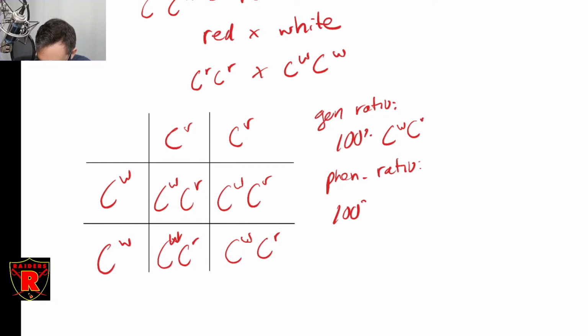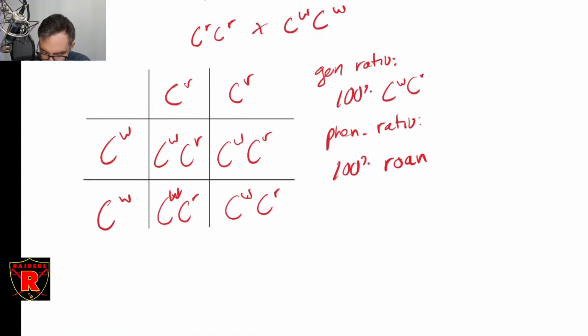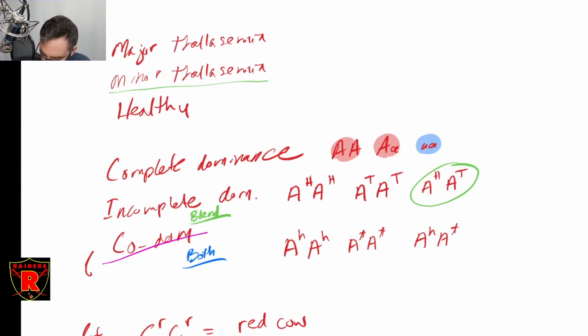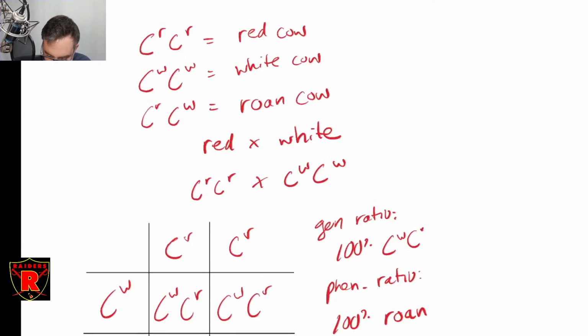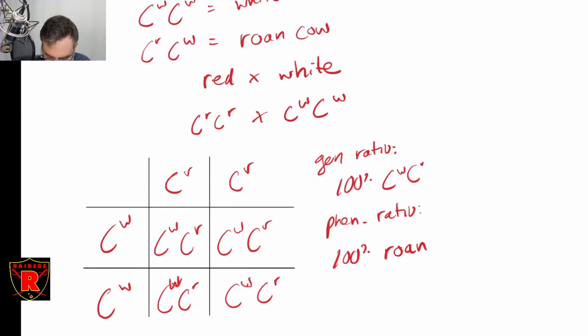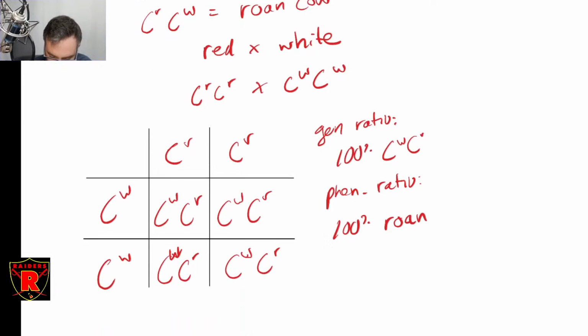is 100% roan. Okay, so if you do this experiment, if you breed these cows together, all of the cows that you get from this union are going to be roan. So if you breed a red cow and a white cow together, you get 100% roan. Well, what we can do here is look, so this is the F1 generation, or otherwise the F1 cross.